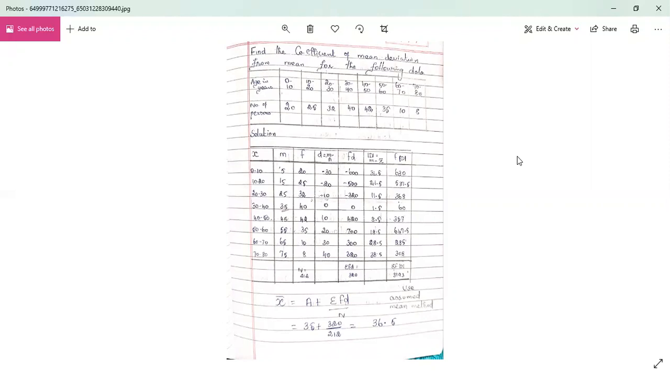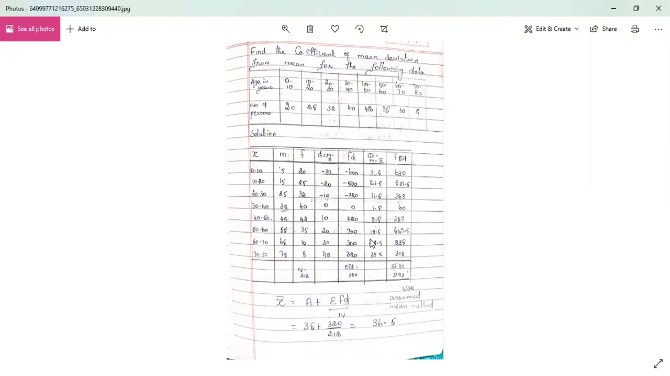Now calculate D, M minus X bar. M is 5, and X bar is the mean. This is the actual mean. Actual mean is 36.5. In the earlier calculation we used the assumed mean, but in this calculation we have to use the actual mean. 5 minus 36.5, we get 31.5. In this case, ignore positive and negative values. This method is followed in individual and discrete series also.